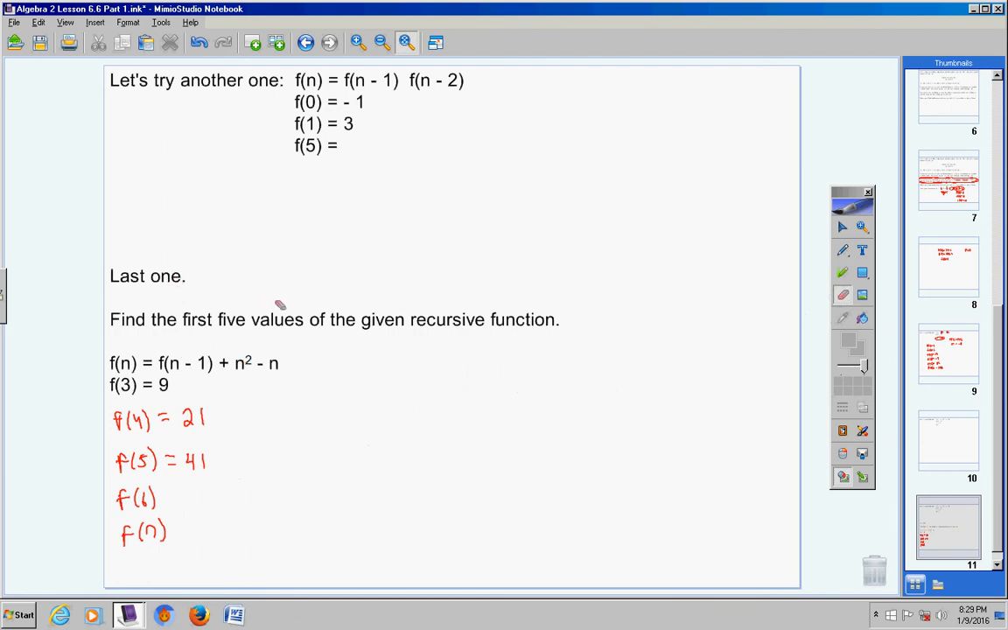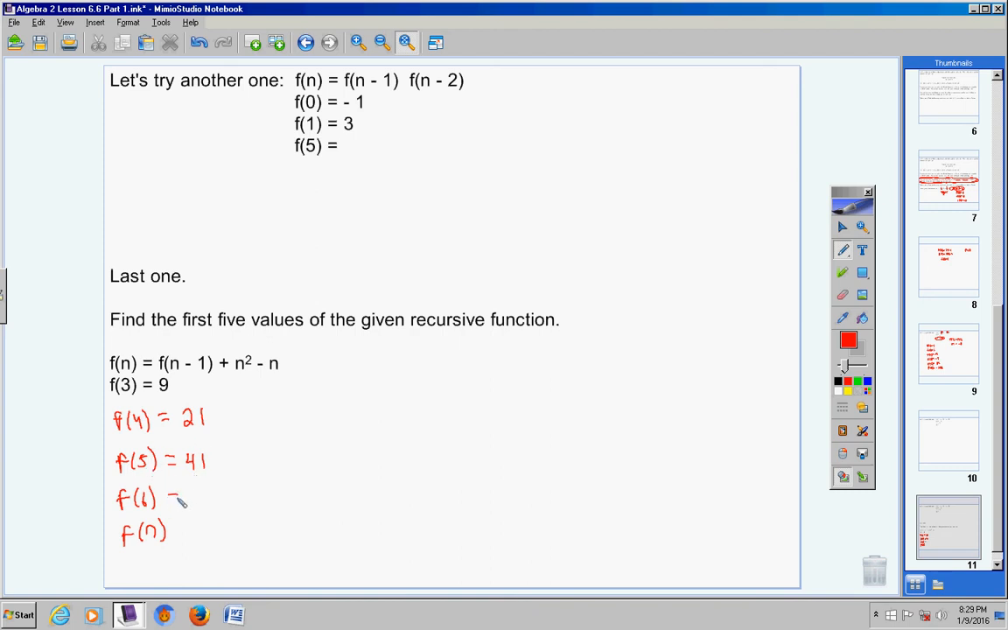By the way, in your homework tonight, when they ask you to find the first 5 values, I would strongly encourage you to check each value as you go, because think about it. If you miss 4, 5 is based on 4, so you'll miss 5, and then 6 is based on 5. I would have your answer book open, the back of the book, and check each number as you go. Find f of 4, then make sure it's right, then f of 5, make sure it's right.